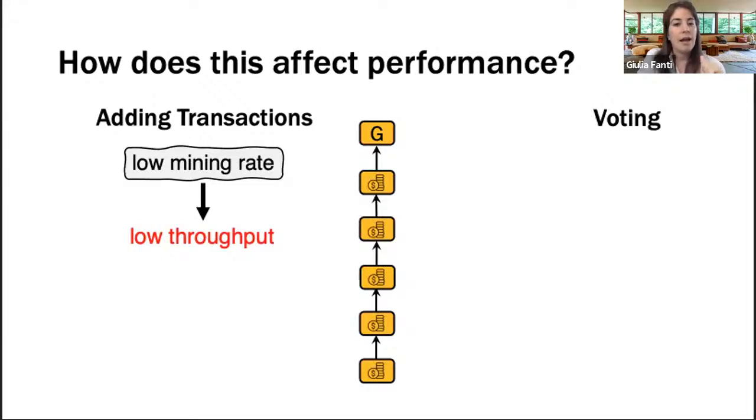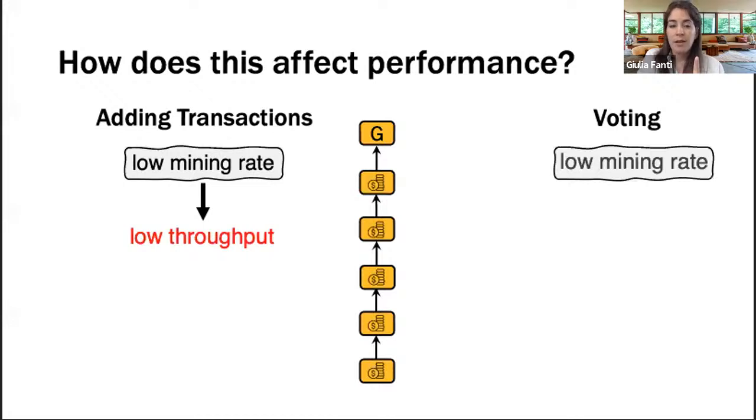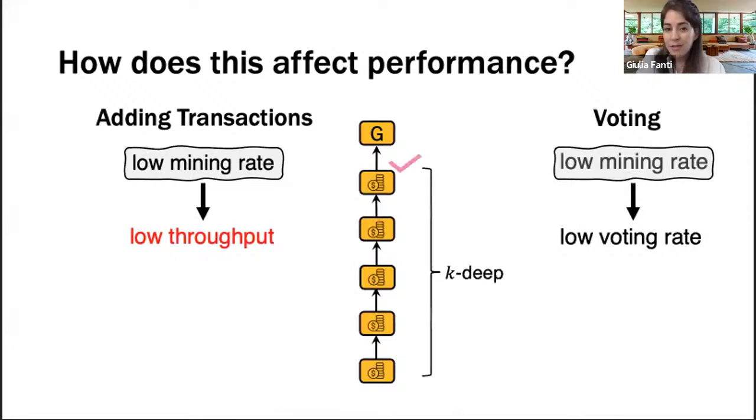At the same time, the other function that we talked about was voting. Now, again, because we have a low mining rate, that means we also have a low voting rate, which means it takes a long time to get K votes on your transaction, which means you have high latency. So this low mining rate is really causing problems for us. It's hurting our throughput and our latency.